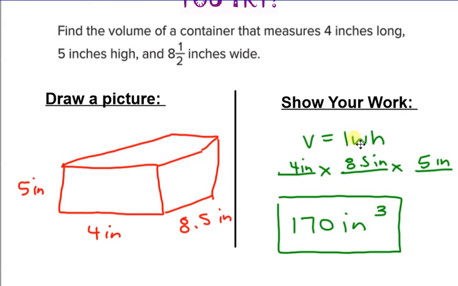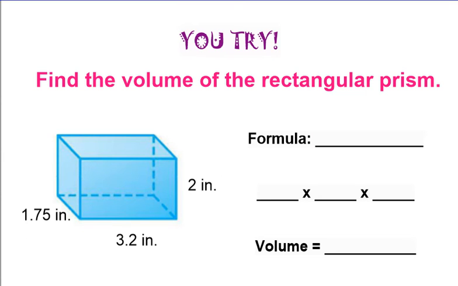Over here I showed my work. I started with the formula, volume equals length times width times height. My length was 4, my width was 8.5, and my height was 5. Inches times inches times inches, 170 inches to the third power. Okay, you try this last one.